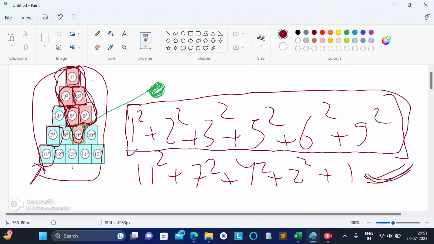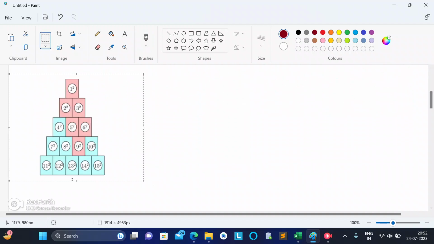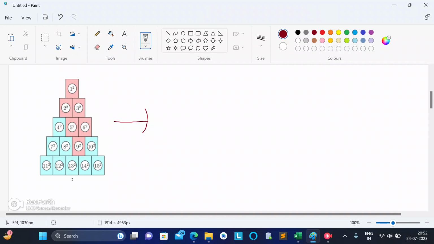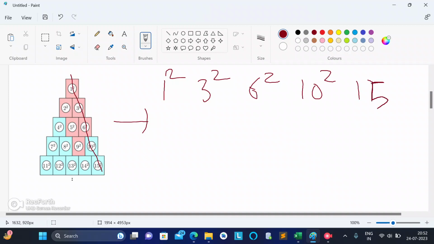First let's visualize this can structure in a better way. I can see that the first line contains one can, the second line contains two cans, the third line contains three cans and so on. So I will view it this way: the first row contains 1 squared, then 3 squared, then 6 squared, writing the numbers in the horizontal plane. Then it contains 10 squared, then 15 squared.